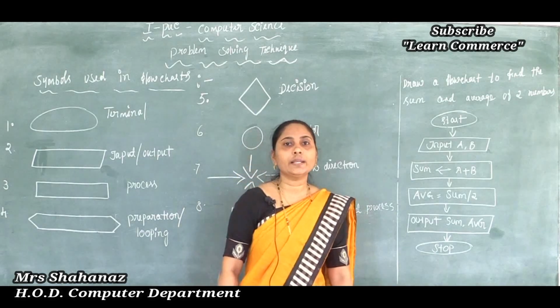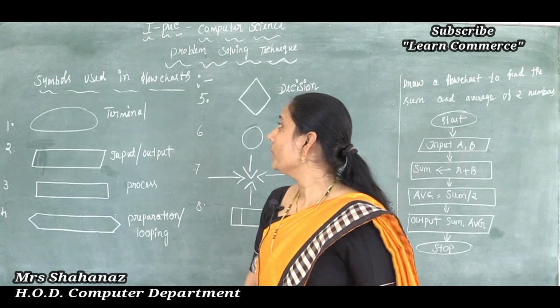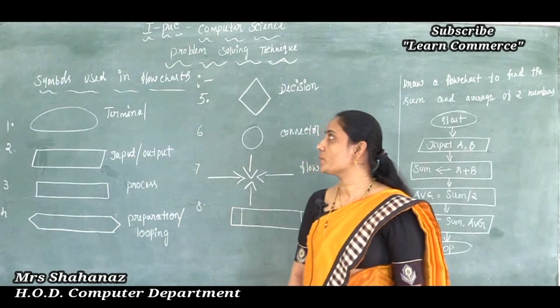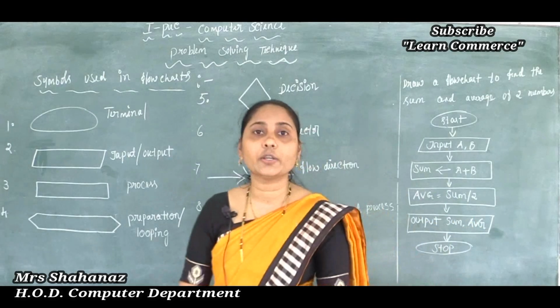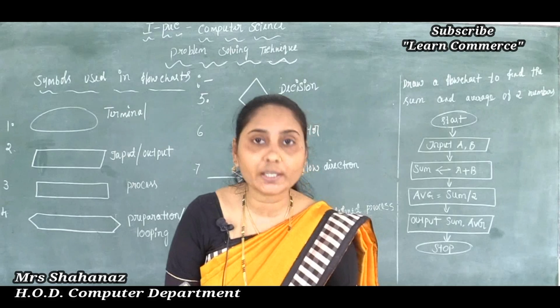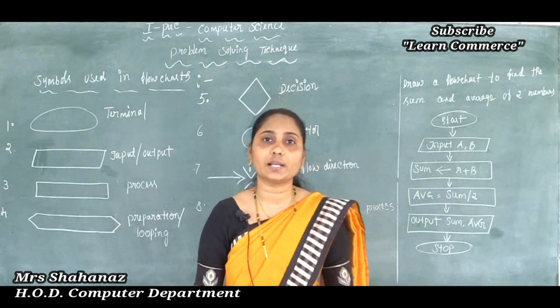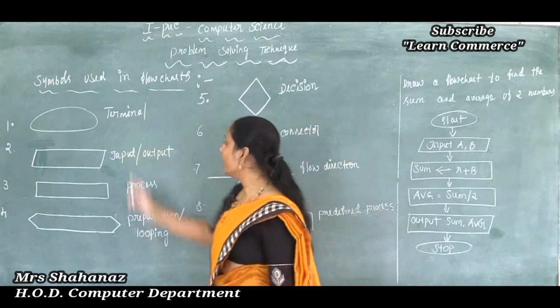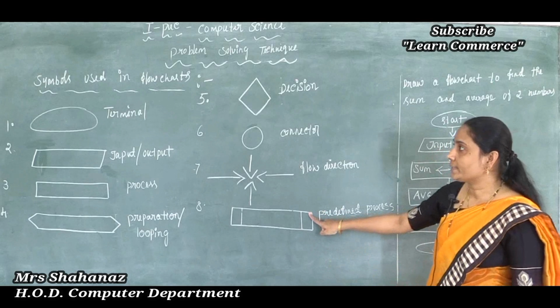Now in this class we are going to discuss another important point from problem solving technique, and the concept is the symbols used in flowcharts. What symbols are used in the flowchart, and what is the use of each symbol? Here, totally 8 symbols are there.